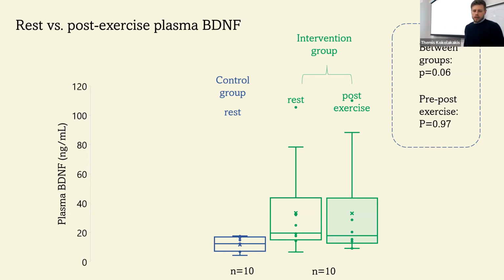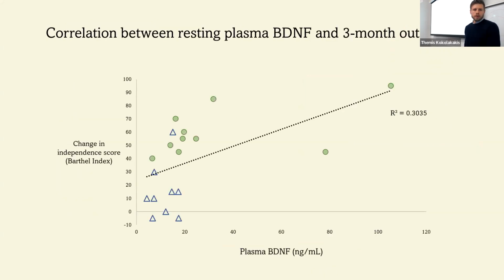So again, this provides some mechanistic insight into why this group may have recovered better than the control group. And then I just ran a correlation between the change in independence with this plasma BDNF. There was a moderate positive correlation, but it does seem to be a bit driven by this outlier that had a massive increase in both BDNF and in neurological function.